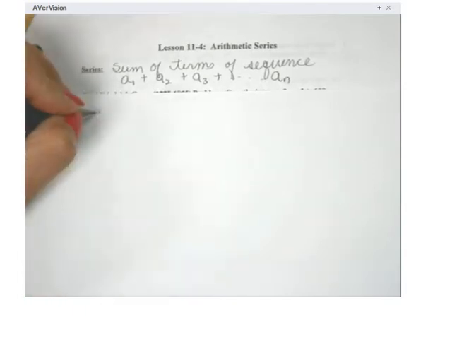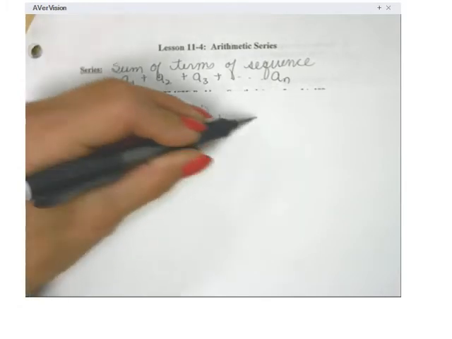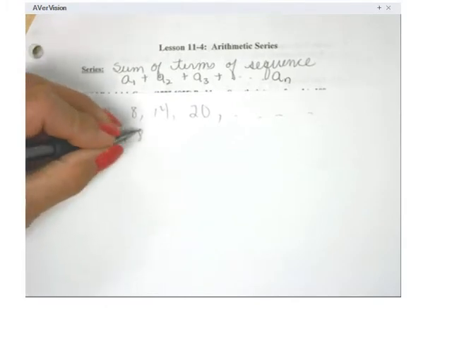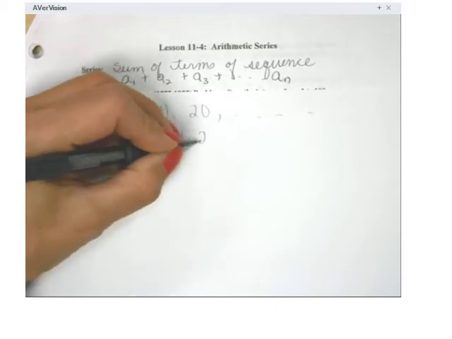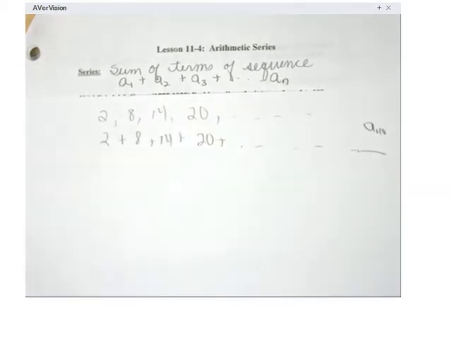So maybe we have, for instance, the numbers 2, 8, I'm adding on 6, 14, adding on 6, 20, and so on. And this is an arithmetic sequence. And if I ask you to add up the first, say, 40 terms, here's the 40th term, add up the first 40 terms of an arithmetic sequence, that's called adding up an arithmetic series. So a series is just the sum of the terms of a sequence.